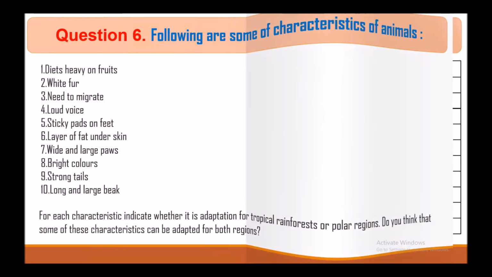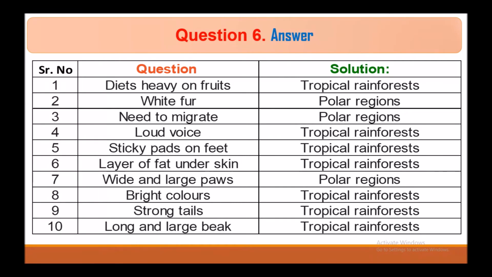So let's see the answer. The first one is a diet heavy on fruits, so it is a tropical rainforest adaptation. White fur, polar region. Need to migrate, polar region. Loud voice, tropical rainforest. Sticky pads on feet, tropical rainforest. Layer of fat under skin, polar region. Wide and large paws, polar regions. Bright colors, tropical rainforest. Strong tail, tropical rainforest. Long and large beak, tropical rainforest.